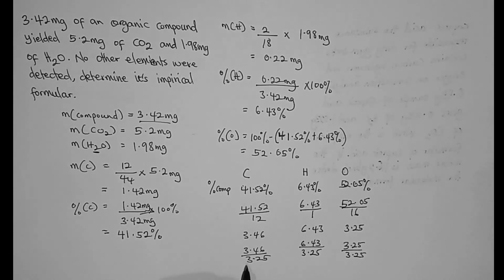So 3.46 divided by 3.25 is about 1.06. Then 6.43 divided by 3.25 is around 1.98. And then here is 1. So if we round it off to the nearest whole number, here is going to give us 1. This place will give us 2. And here will give us 1.